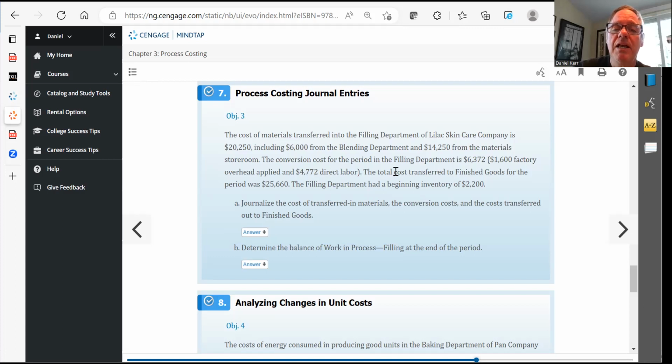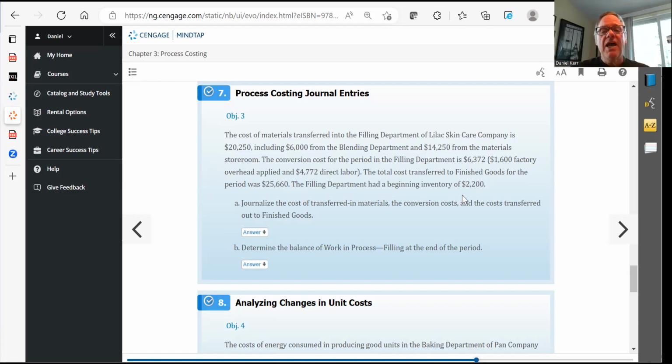So we're going to have to be debiting work in process for the cost transferred into the filling department. And then we're going to have to credit the factory overhead applied of $1,600. And for the direct labor, we're going to recognize wages payable of $4,772. And the total cost transferred to finished goods for the year was $25,660. So we're going to have to debit the finished goods, and we're going to have to credit the work in process for $25,660. And it also tells us the filling department had a beginning inventory of $2,200.